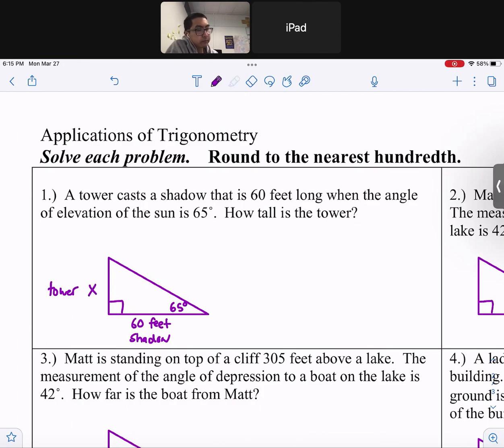So in the perspective of this angle, this is opposite and this is adjacent, so it's definitely going to be using tangent. Tan of 65 equals opposite over adjacent. To solve for this, you guys, we cross multiply. x times 1 is x, and 60 times tan 65, 60 tan 65. Now, if we put that in our calculator, 60 tan 65.